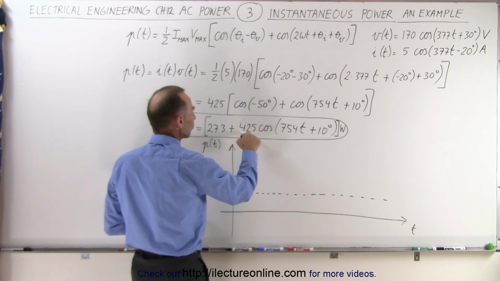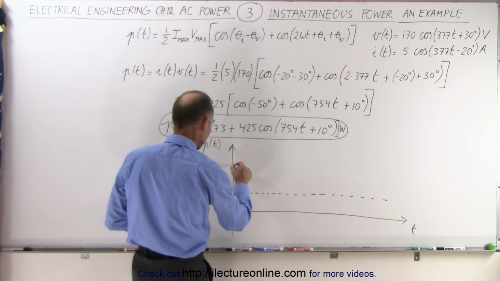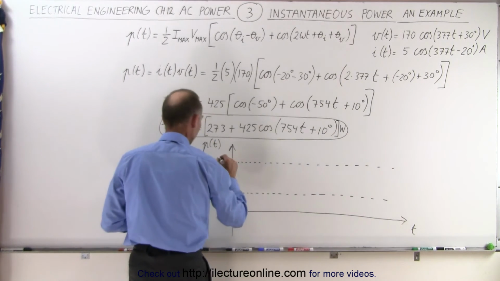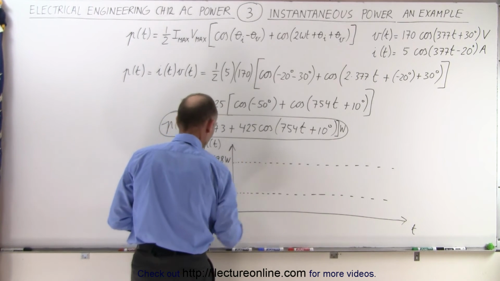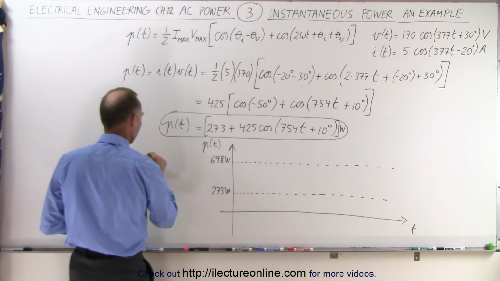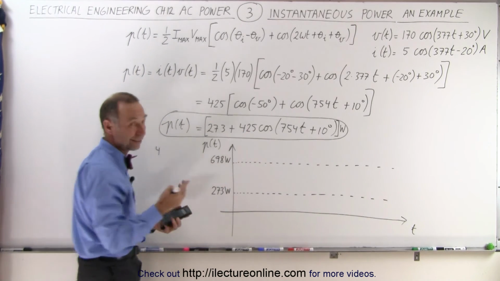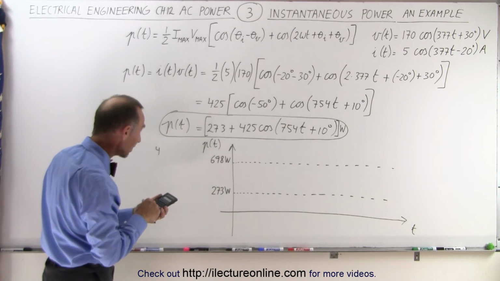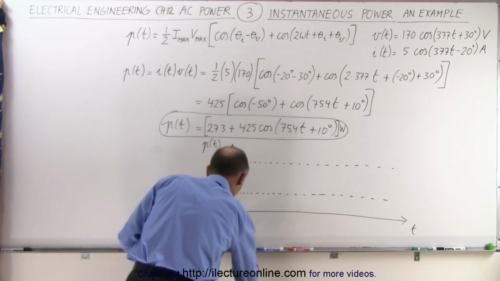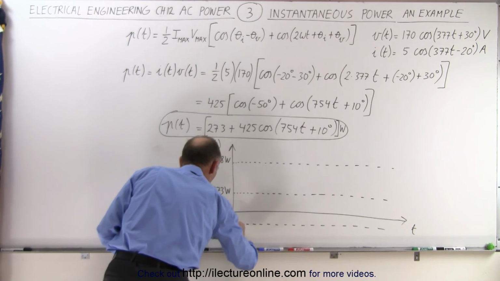Then the amplitude of the oscillation is 425. When we add 425 to that, we get 698, so we'll do a dashed line here. This will be the top of the oscillation curve of the power, 698 watts. Then when we subtract 425 from 273, that gives us minus 152. So the lowest point the curve gets to is about minus 152 watts. It's right here.